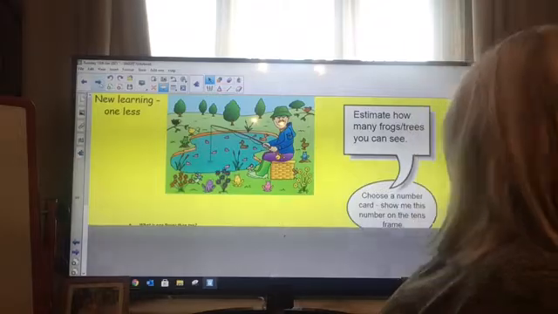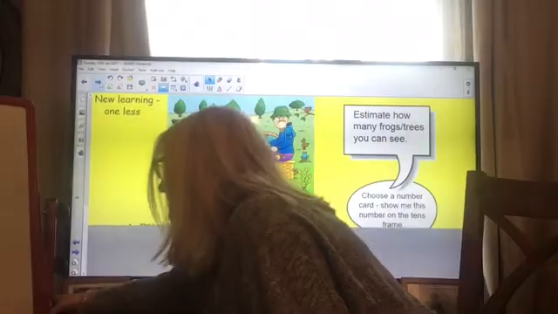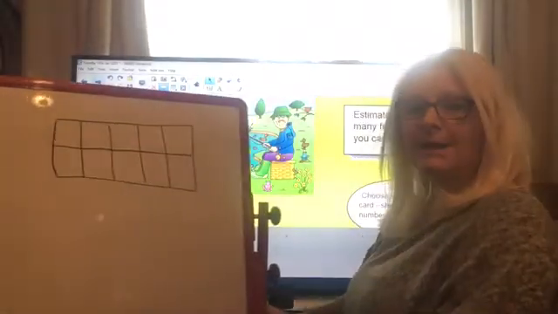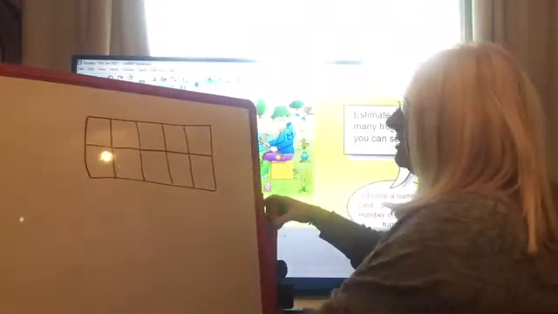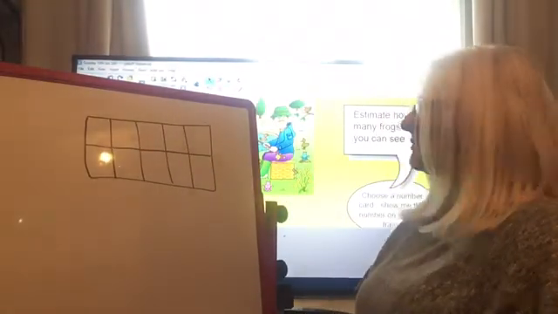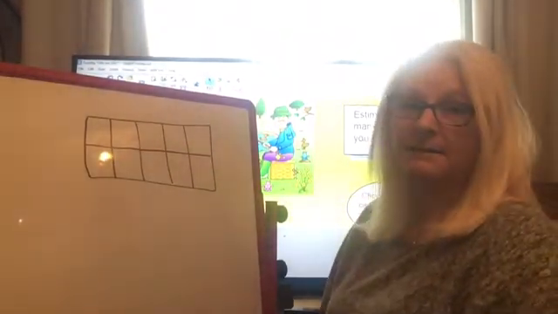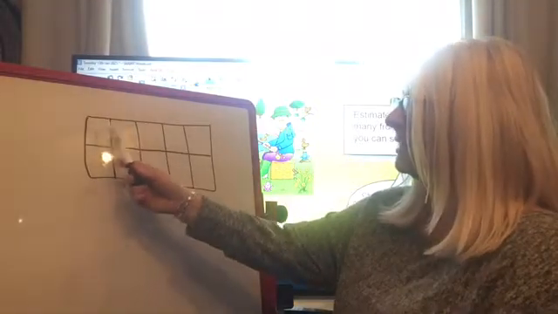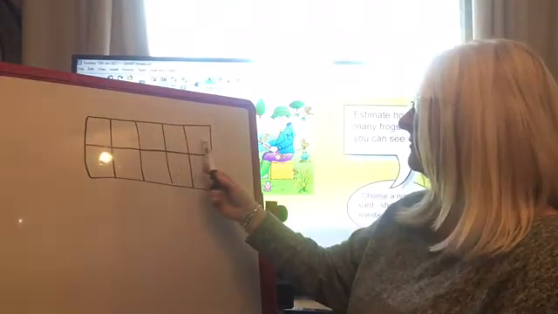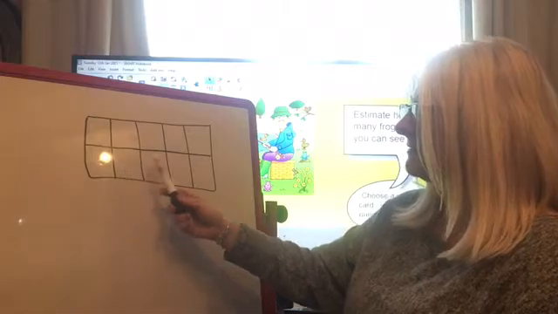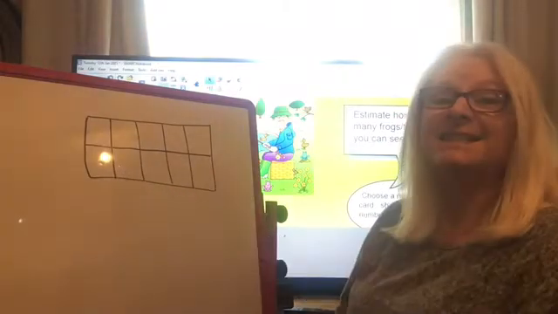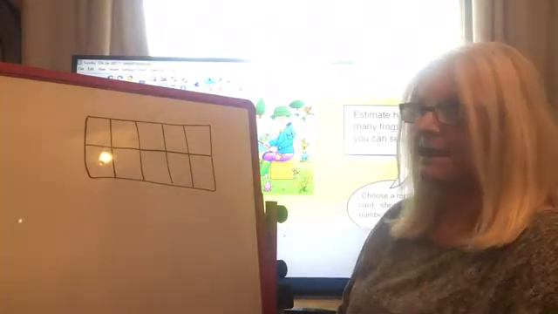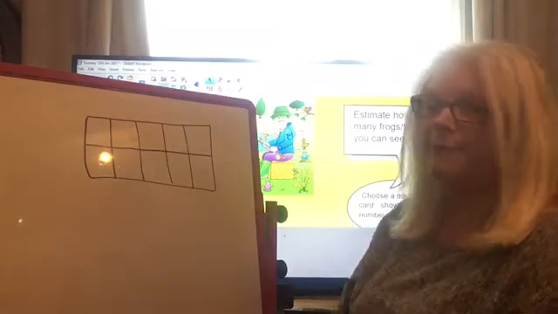Good job. Right, I'm going to bring my board over now. Let's have a look here. Can you see my board? And can you see on my board that I've got a number frame? Now, I haven't drawn it very well, but this is a number frame. Now, what number frame is it? Shall we have a count and check? 1, 2, 3, 4, 5, 6, 7, 8, 9, 10. It is a 10 frame. A 10 frame. There are 10 spaces in my frame.